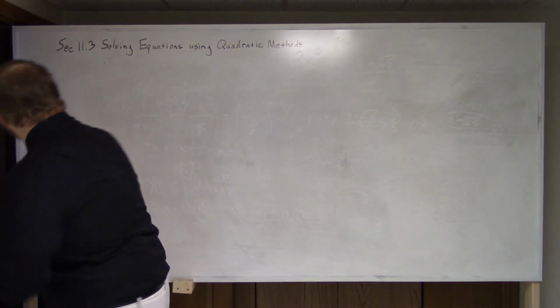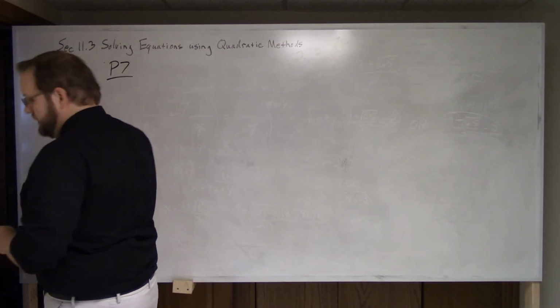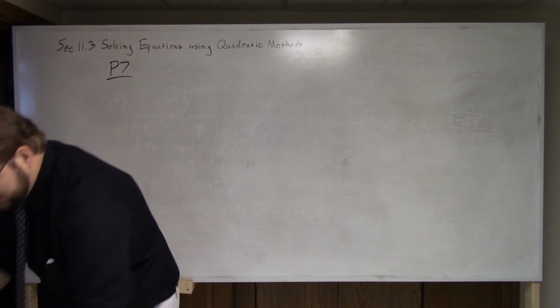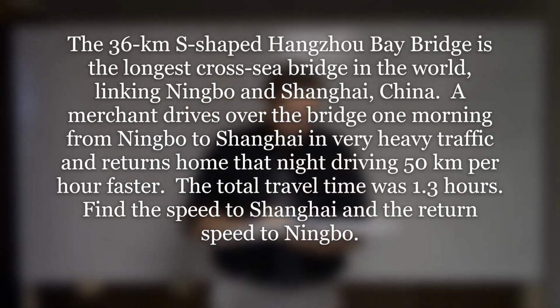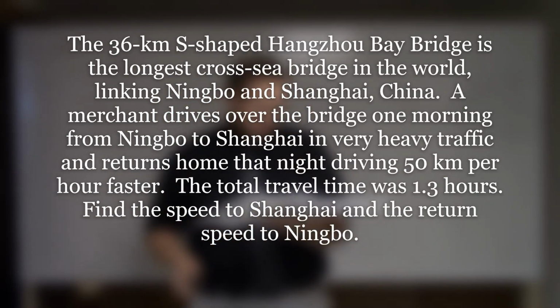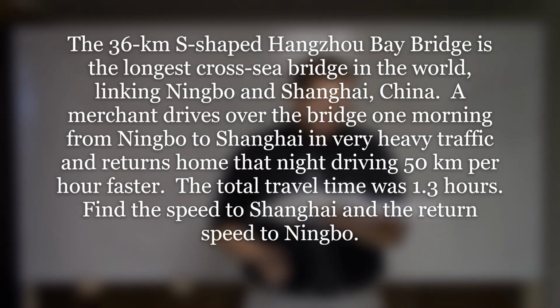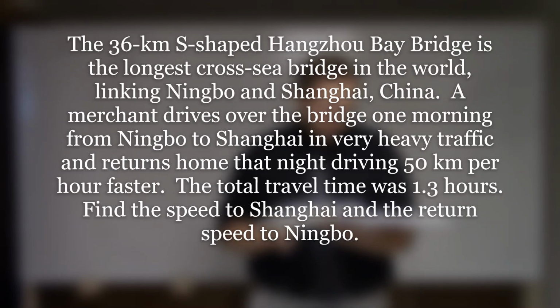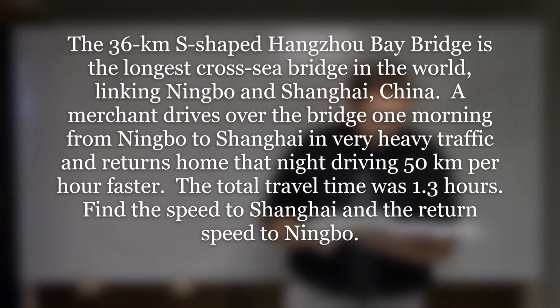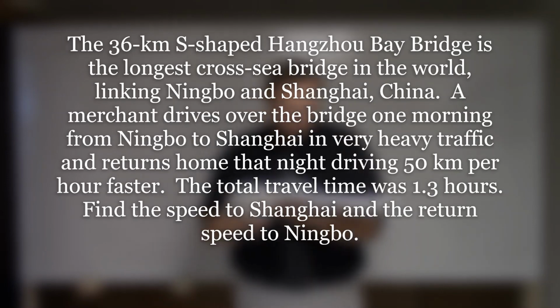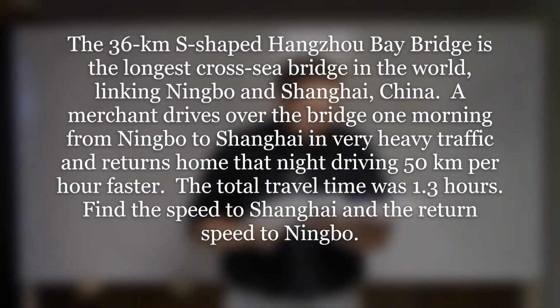Okay, practice 7 is found on page 686, and it reads, the 36-kilometer S-shaped Hangzhou Bay Bridge is the longest cross-sea bridge in the world, linking Ningbo and Shanghai, China. A merchant drives over the bridge one morning from Ningbo to Shanghai in very heavy traffic and returns home that night, driving 50 kilometers per hour faster. The total travel time was 1.3 hours. Find the speed to Shanghai and the return speed to Ningbo.